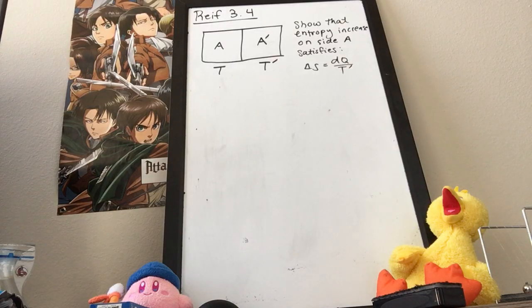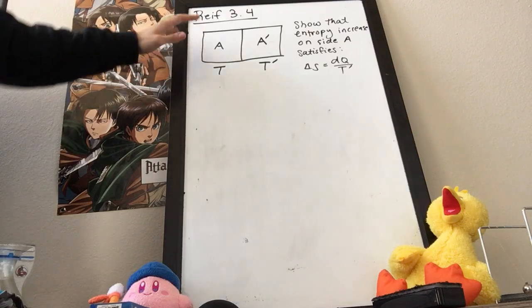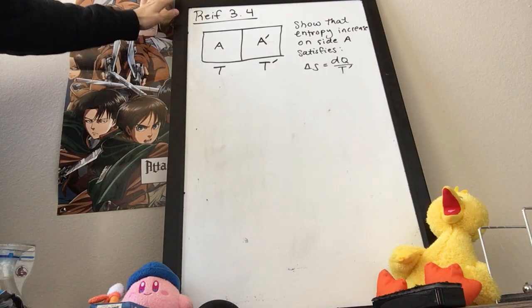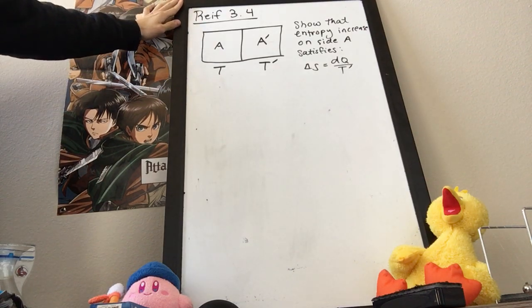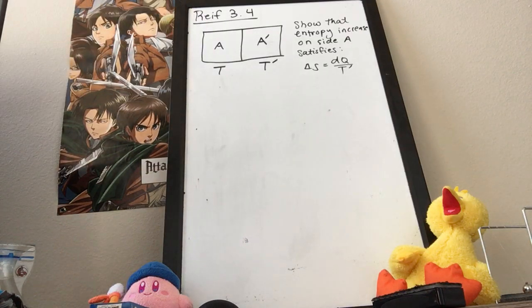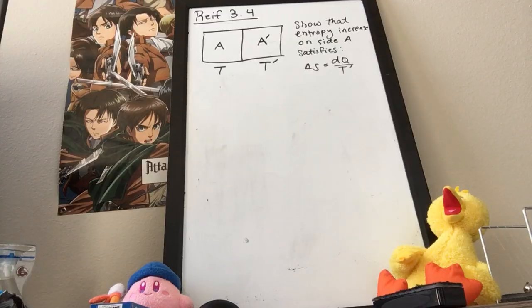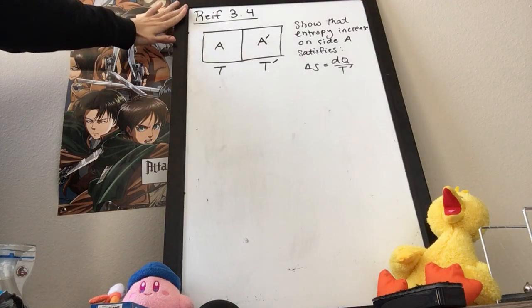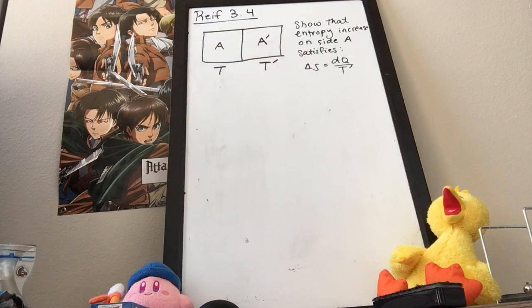Anyway, the textbook in particular that I'm going to be reading out of for these sets of videos is going to be Fundamentals of Statistical and Thermal Physics by F. Reif. I just can't read. And the first problem that we're going to be assessing is this one here, which is 3.4 in Reif.